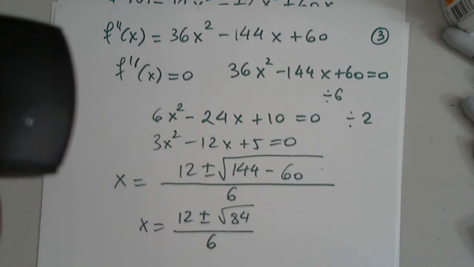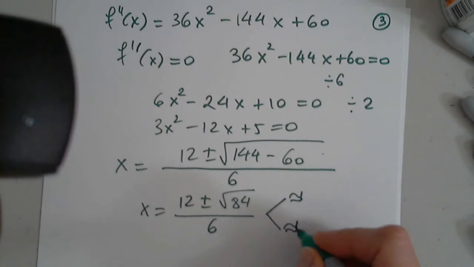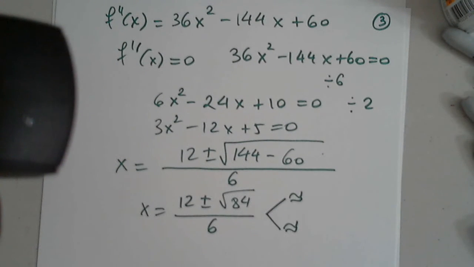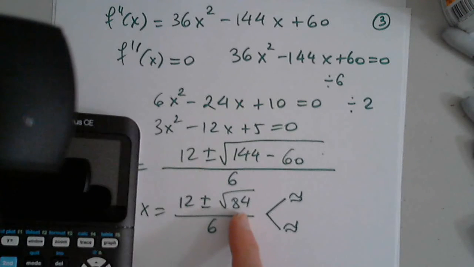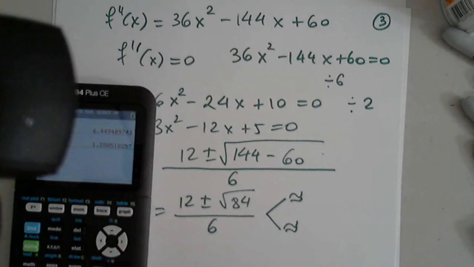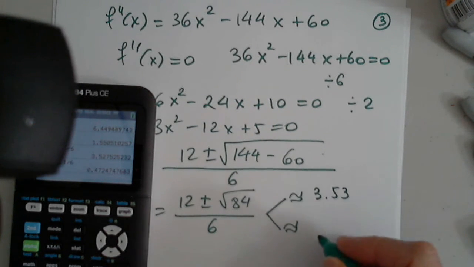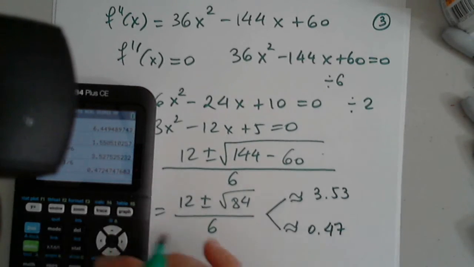Ugly. Okay. I don't care to fully simplify it. I have to approximate it anyway. We can factor out a 4 and the square root of 21, but it's not going to make a big difference. So 12 plus the square root of 84, close the parenthesis and divide by 6. And I copy that with a minus. So one is 3.53 and the other one is 0.47.